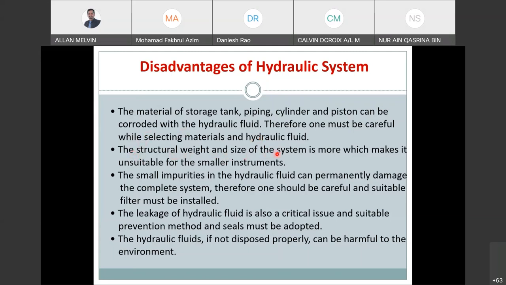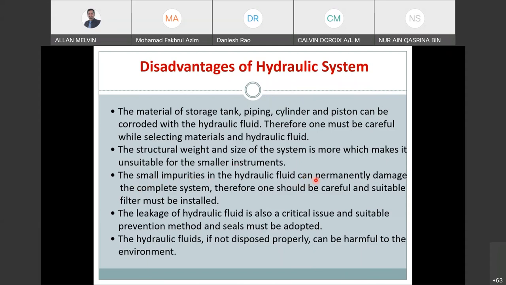The structural weight and size of the system is more, which makes it unsuitable for smaller instruments. Normally the hydraulic system will be used to do larger works. If you want to use that in a smaller system, it's not suitable. Even if you want to use it in a smaller instrument, only for a very minor role. Small impurities in the hydraulic fluid can permanently damage the complete system.